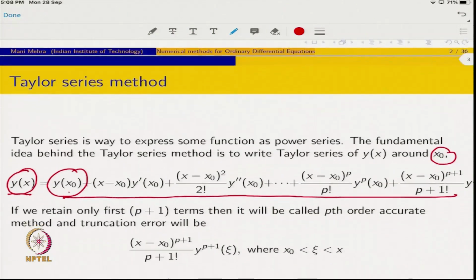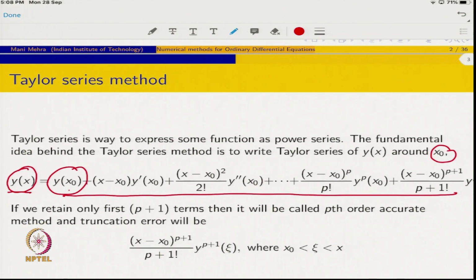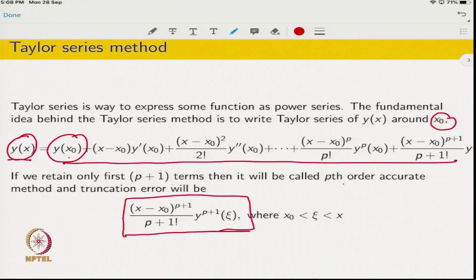So, that is the fundamental idea behind the Taylor series. If we retain only the first initial terms, if we retain only the first p plus 1 terms, then it is called a pth order accurate method, and the truncation error will be this, where zeta lies between x and x naught. I am not going into the detail of explaining Taylor series, because all of you know Taylor series already.